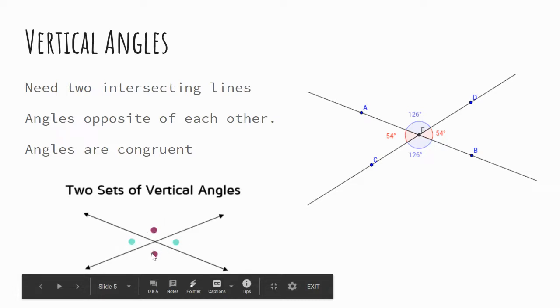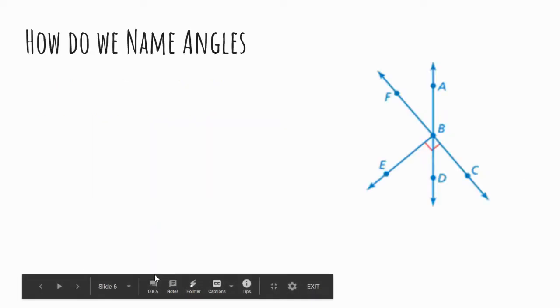That and that is supplementary, and that is supplementary. Oh, by the way, those are adjacent angles, and those are adjacent angles. So we got all these different terms. We kind of use the term that's the most specific. So in this case, those are verticals.